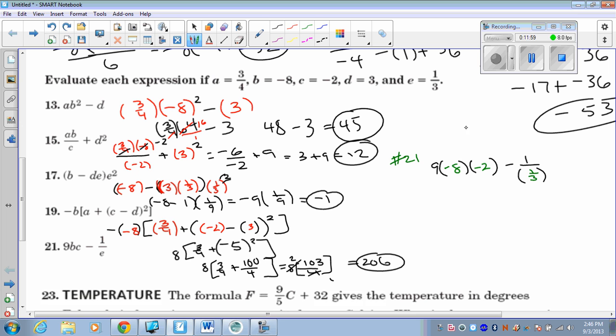Alright, let's do the multiplication first. 9 times negative 8 is negative 72. Times negative 2, that's going to be a positive 144.